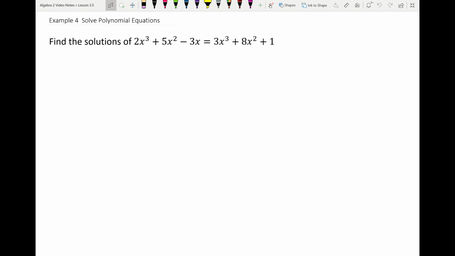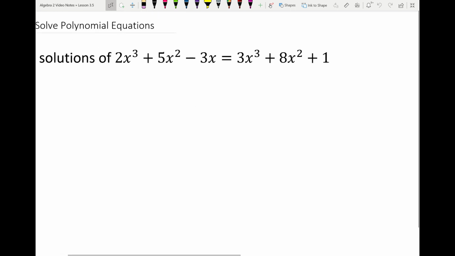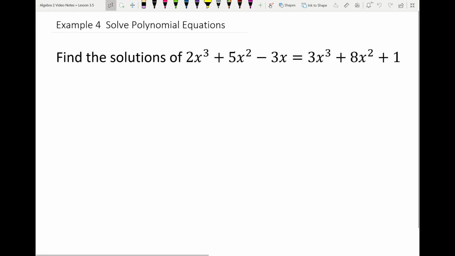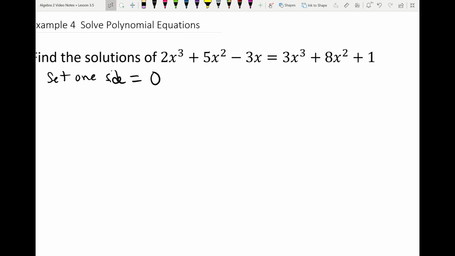All right, so now we're going to do one more example, and we're going to talk about solving polynomial equations. So polynomial equations are just equations with polynomials on each side. So in order to solve a polynomial equation, you want to make one side equal to 0, and then see if you can factor or use the quadratic formula or any other techniques, okay? So we want to set one side equal to 0. That's our first tip.